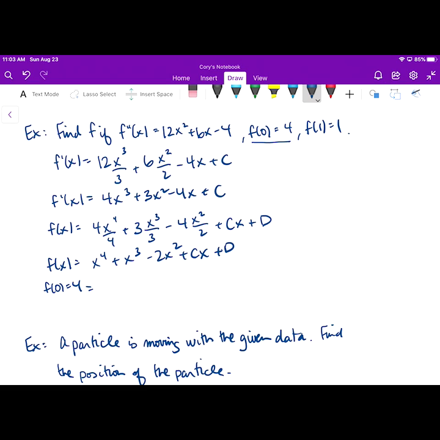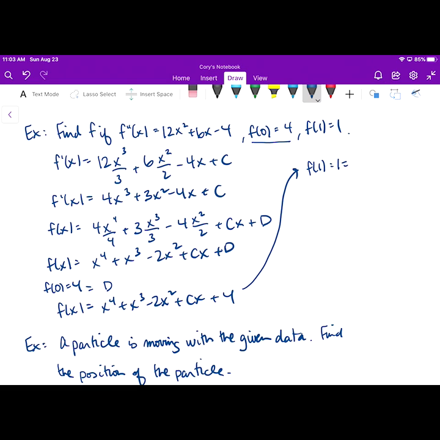So when I plug 0 in the place of x, the only term I'm going to have left on the right-hand side is d, which is going to make the function f of x equal to x to the 4th plus x cubed minus 2x squared plus cx plus 4. And then I can use the second initial condition where f of 1 is equal to 1. I can use that to solve for c.